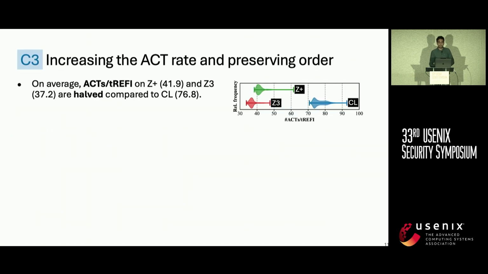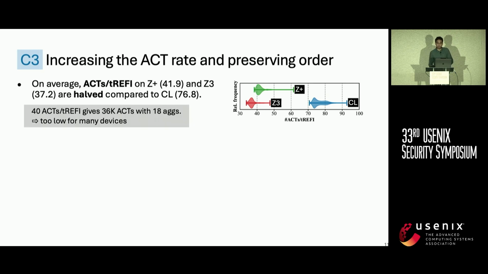So we started by looking into the current activation rate with the original Blacksmith code. And what we found is that on Zen Plus and Zen 3, we only get around half of the number of activations compared to Coffee Lake. And if we now assume that we need at least 18 aggressors to bypass the mitigation, this gives us 36K activations, then this might be too low for many of the devices to trigger bit flips.